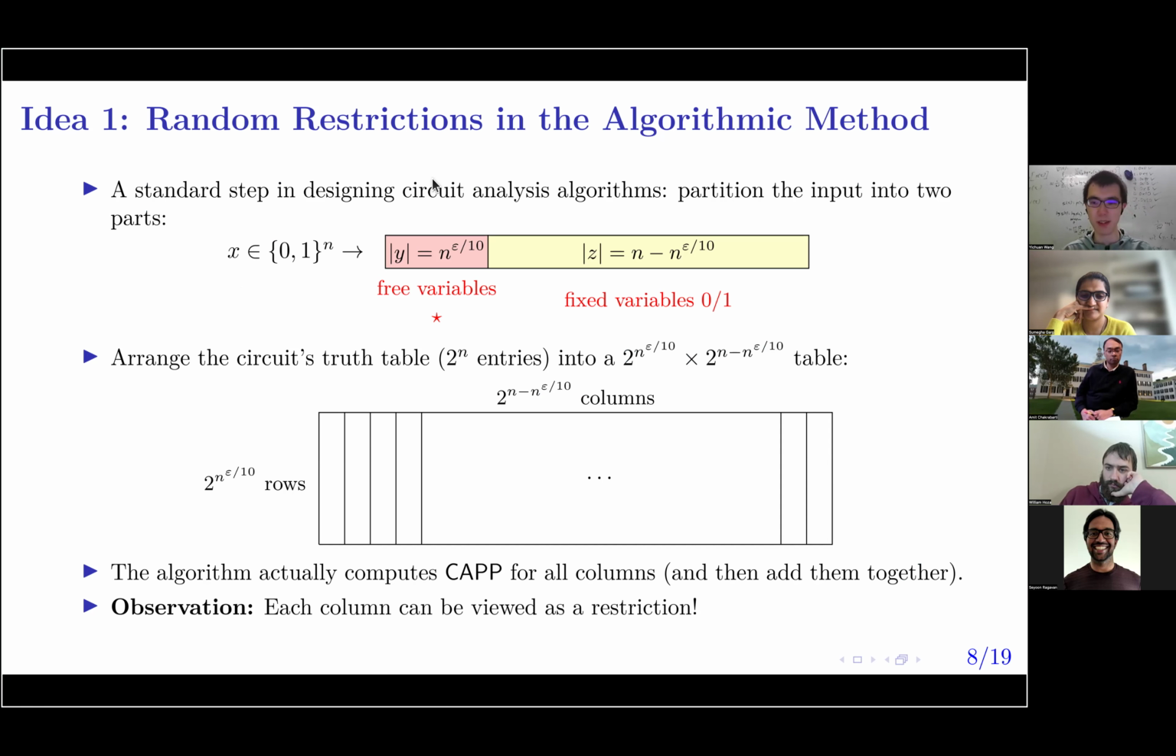And so this means each column is a restriction. In terms of random, when you pick a random column, it just means setting the suffix to be a random fixed 0, 1 string. And in fact, in this prefix suffix partition, you also don't need to strictly partition it as prefix and suffix. You can choose a random n to the epsilon over 10 subset to be the free part.